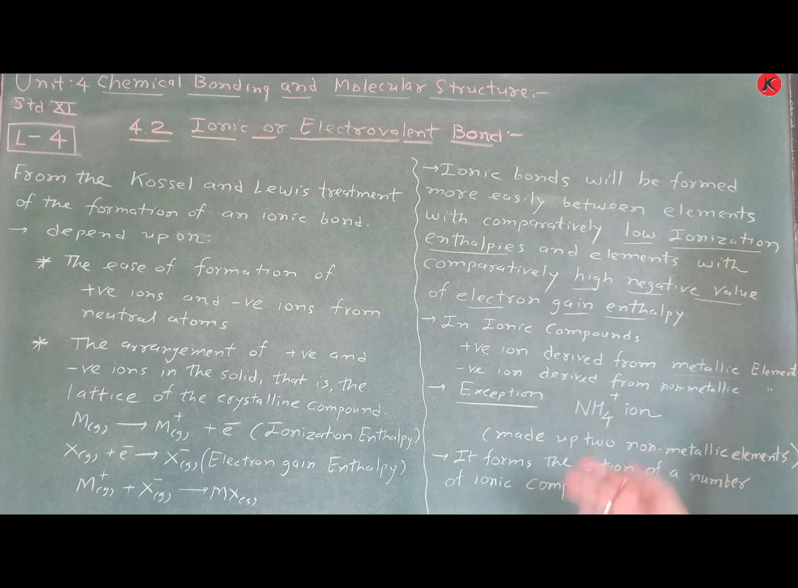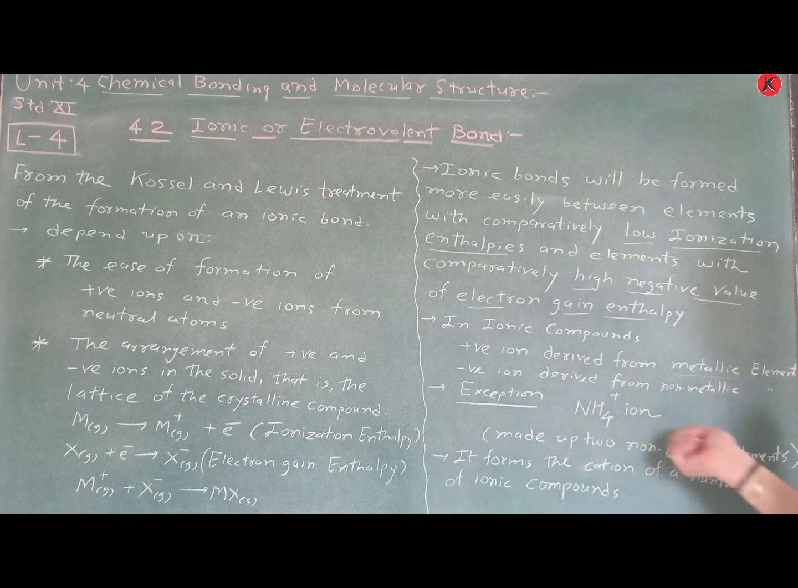Just see, nitrogen and hydrogen are both non-metallic. In spite of that they give the ammonium ion, and this ammonium ion gives different types of ionic compounds, or say ionic compound formation with respect to this cation. This cation is bonded with anions such as Cl minus, Br minus, I minus, F minus.